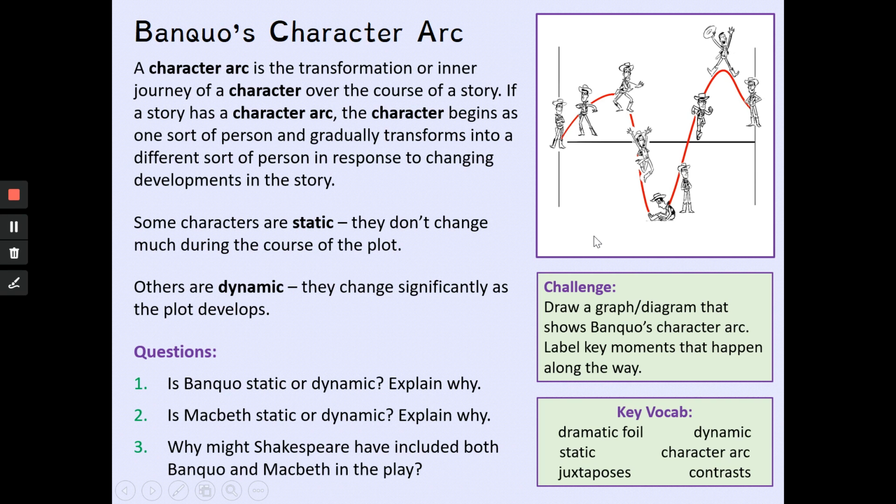Now, I imagine this might be quite a simple graph to draw, but I won't tell you what you need to do. You can work that out for yourselves. So pause the video and do as many of those tasks now or later as you feel would be beneficial.